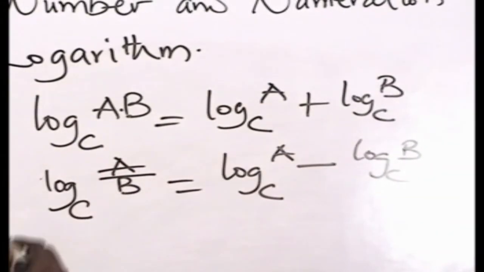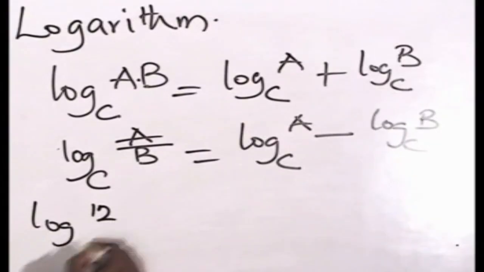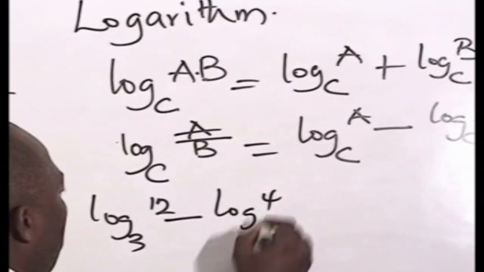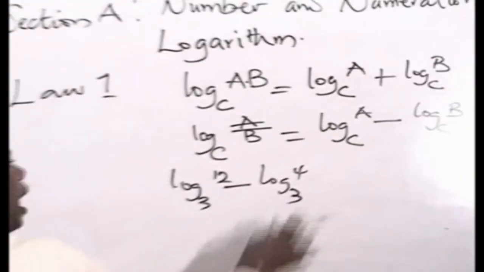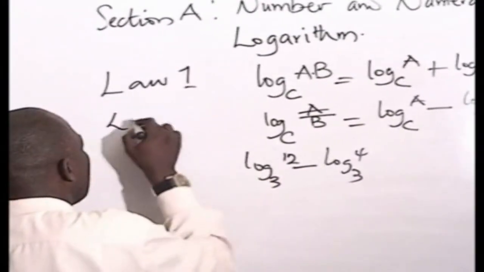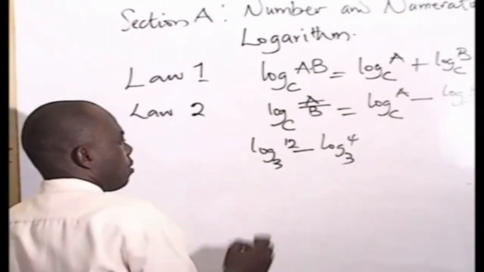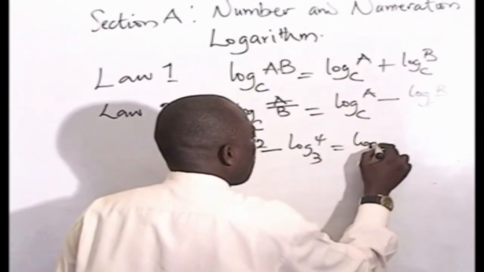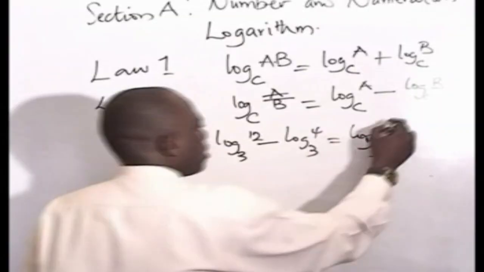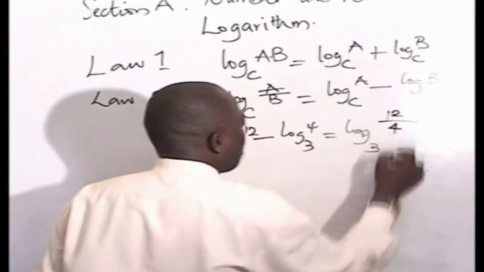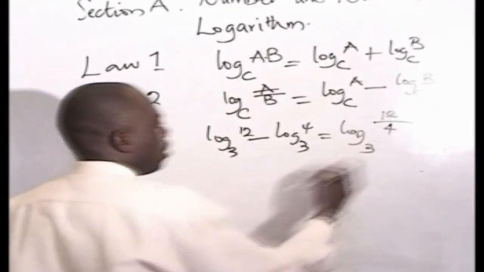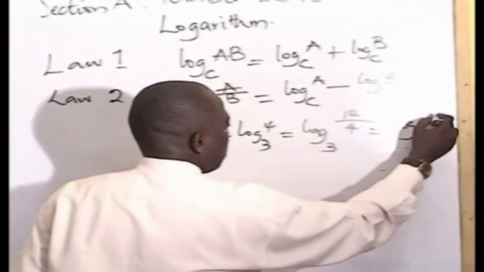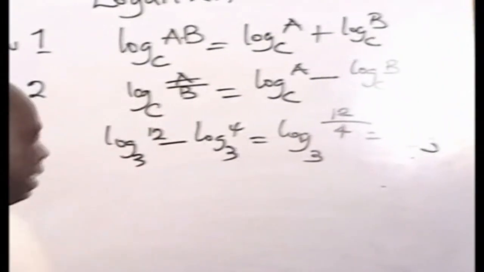Let me give you an example. If for instance I say log 12 base 3 minus log 4 base 3. According to this second law, it can be re-expressed as log to the base of 3, 12 divided by 4. And from ordinary maths, 12 divided by 4 is 3. So we have log 3 base 3.